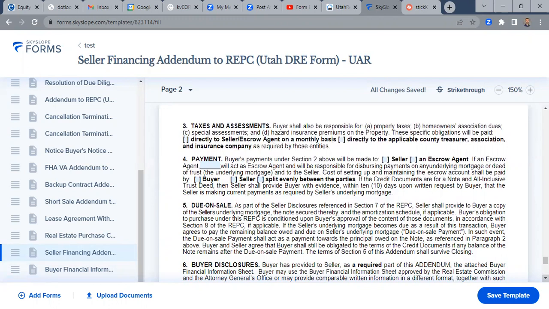All right. Down to section 3. Buyer's going to be responsible for property taxes, HOA dues, special assessments, hazard insurance premiums on the property. And this is one of the benefits of not doing a lease option. Because usually with a lease option, you're the landlord, you're still paying for all of these things. Some of these things are also a benefit for a buyer because they can write off some of these things. So, you can write off your mortgage payment as a buyer. That would be a benefit for a buyer to do seller financing.